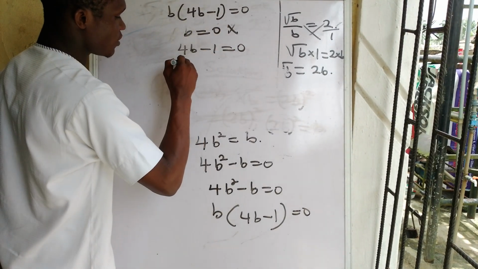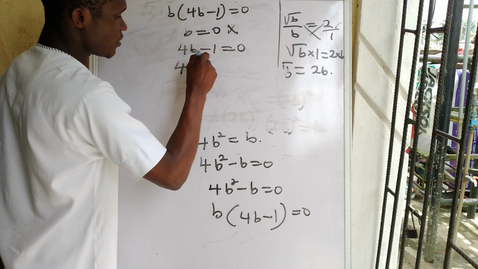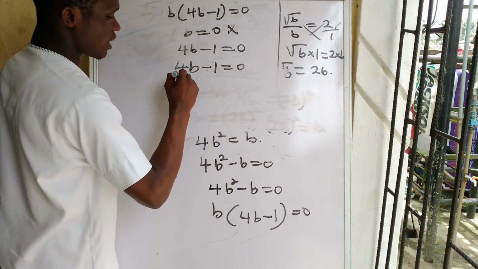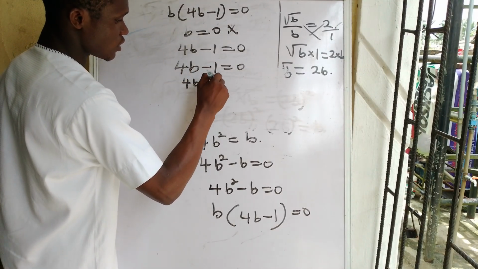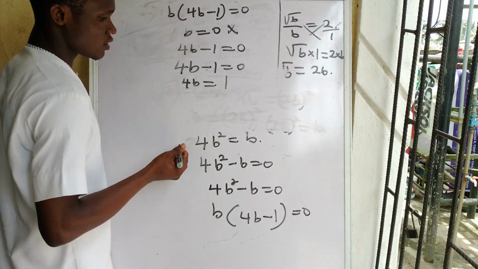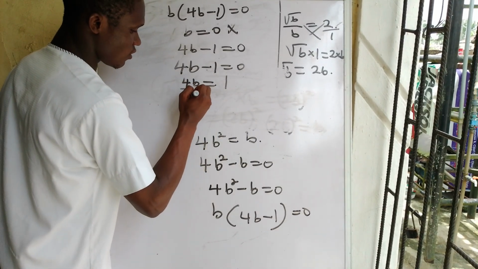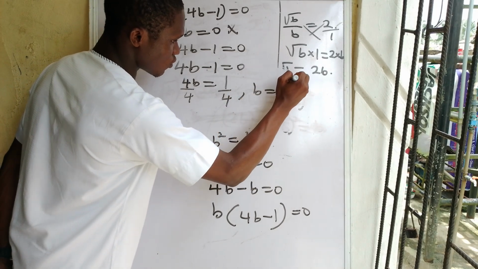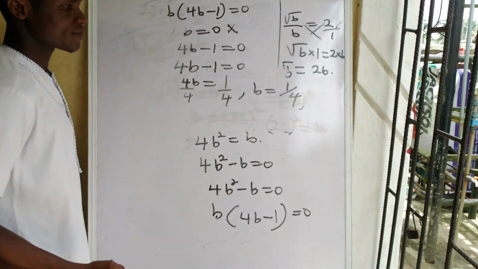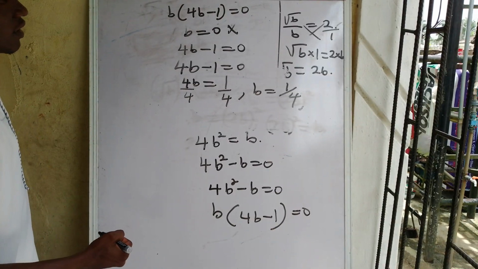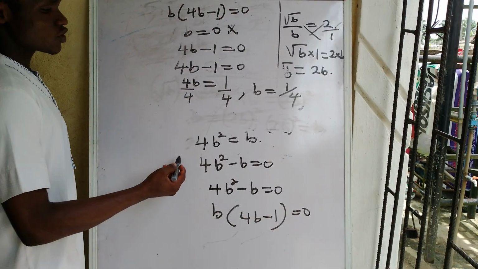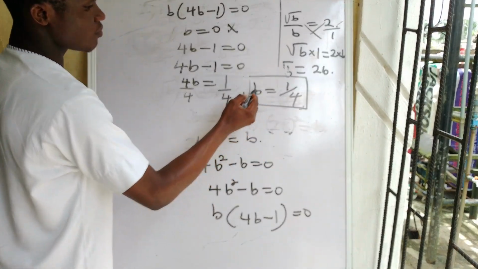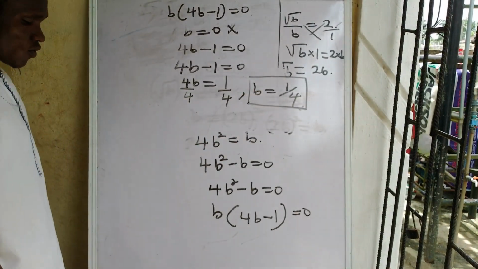So we are going to take 4b minus 1 equals 0. If we bring 1 to the other side, we have 4b equals 1. If we divide both sides by 4, mathematically b equals 1 over 4. The next thing we are going to do is to substitute. We have gotten the value of b to be 1 over 4.